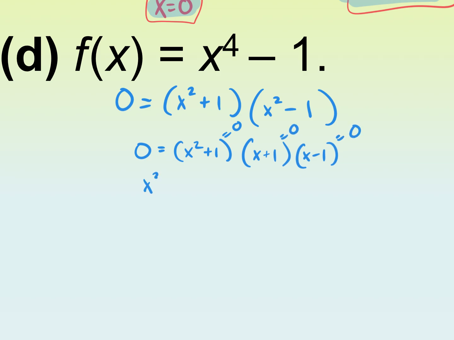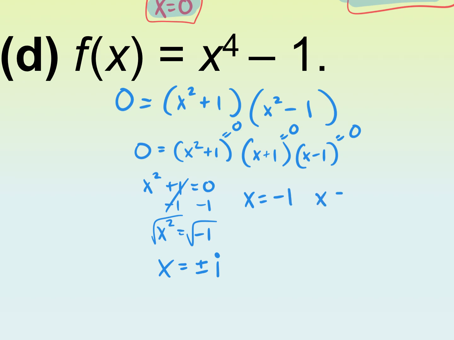So we've got x squared plus 1 equals 0. Subtract 1. x squared equals -1. Take the square root. What does x equal? Plus or minus i. Perfect. So that's 2 solutions there. What does x equal in our other ones? Awesome. x equals -1 and x equals +1. So those would be our 4 answers here.